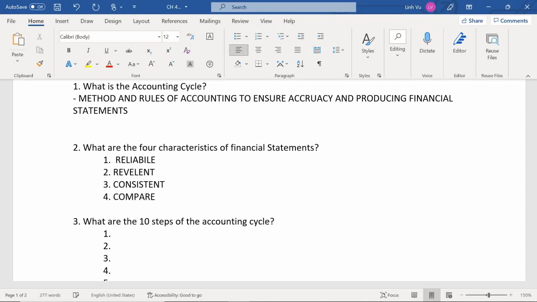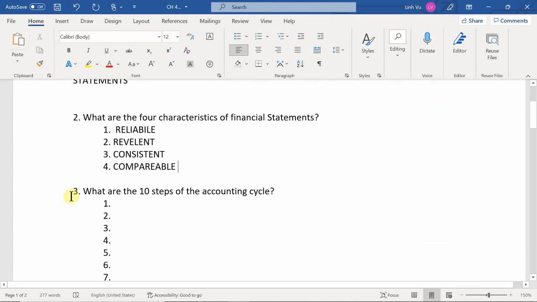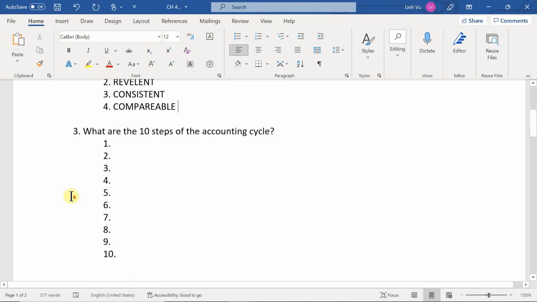Comparable. You need to be able to produce financial statements that are comparable for both internal and external users, and comparable to someone else who's in the same industry. Okay.